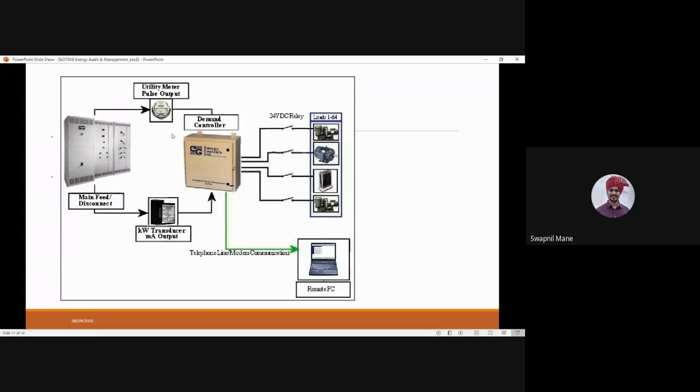So this is an automatic demand controller, the maximum demand controller, it is done automatically. As an energy manager or energy auditor, you have to understand the working of this device, the demand controller.